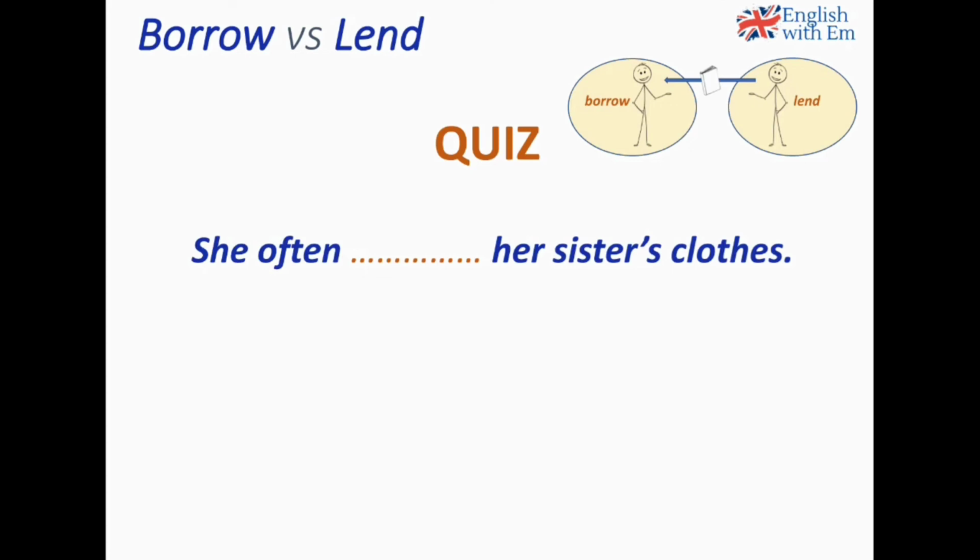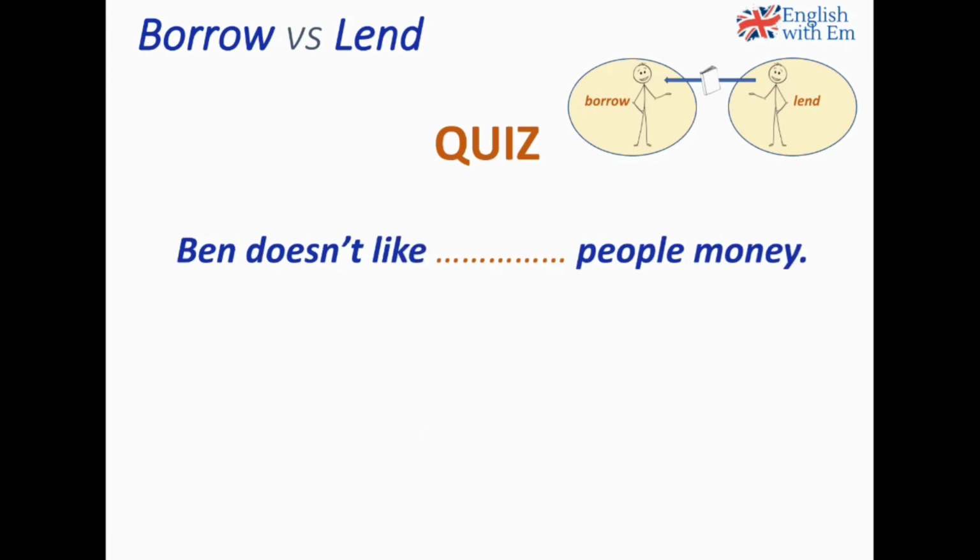She often her sister's clothes. Borrows. She borrows the clothes from her sister. They are not her clothes, so she cannot lend them. Ben doesn't like people money. Lending. We're talking about Ben's money, and he doesn't like lending his money to people.